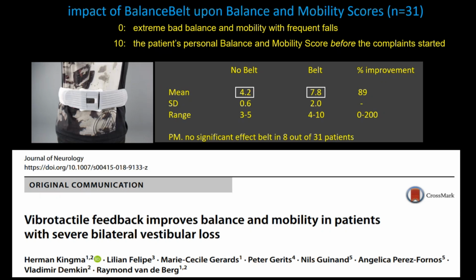But then we did a study where we simply included 31 patients. So it took a lot of time because we had only 10 belts, etc. And every period was about a month. And we asked them, what is your score before you start to wear the belt at home? And then when you have the real belt for a month, if it's improving. And you can see there's quite a lot of improvement of their scores.